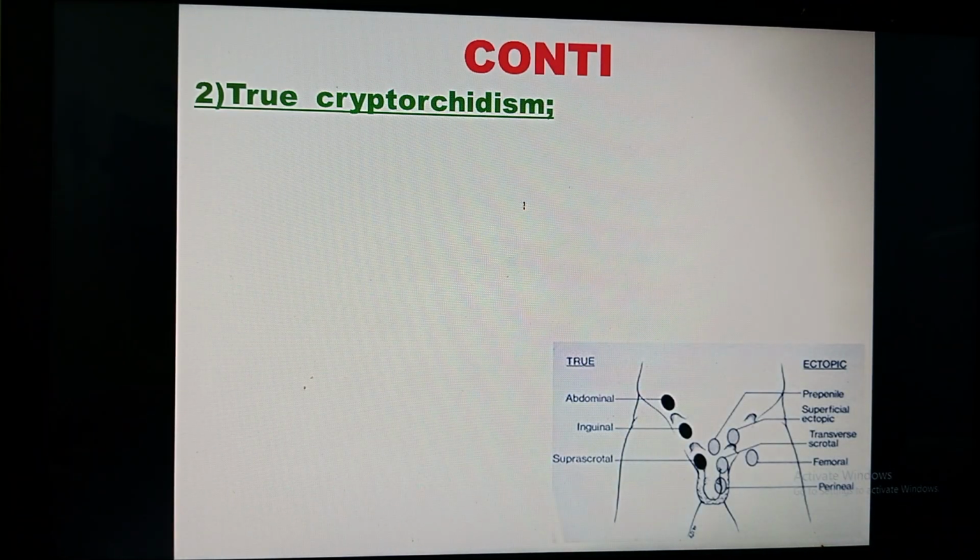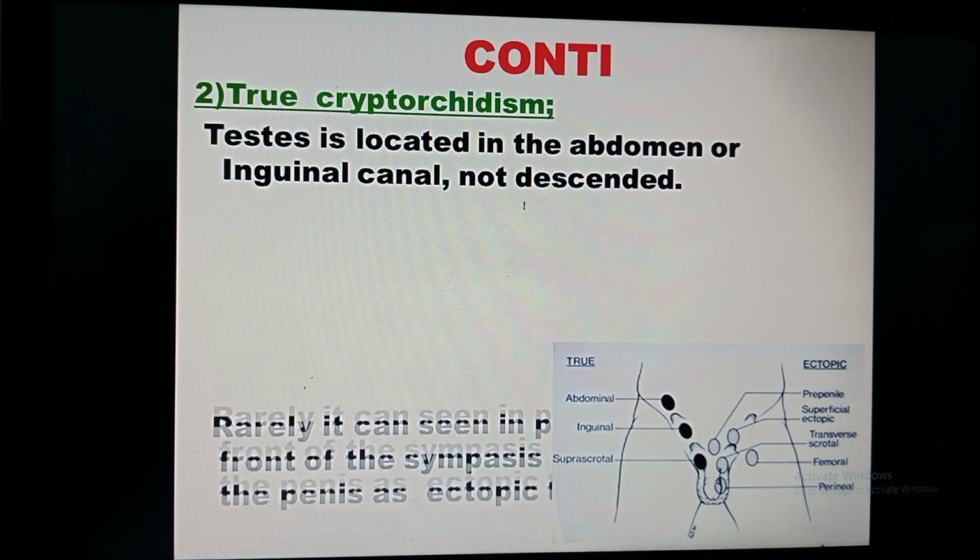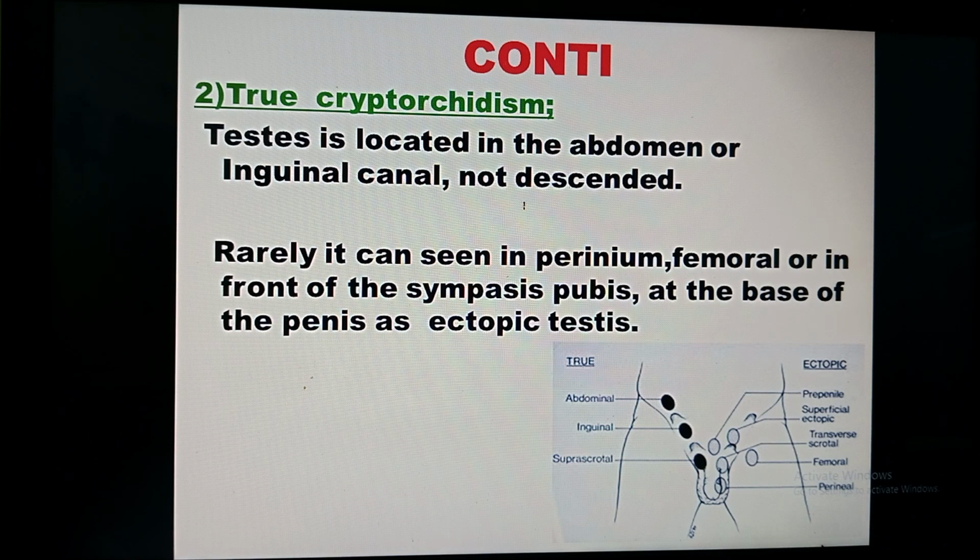The other one is true cryptorchidism. In true cryptorchidism, the testis is located in the abdomen or inguinal canal and has not descended at all. It is true because it has not reached the normal position. Rarely it can be seen in the perineum, femoral region, or in front of the symphysis pubis at the base of the penis as an ectopic testis.